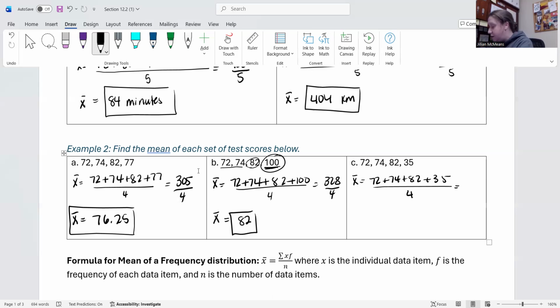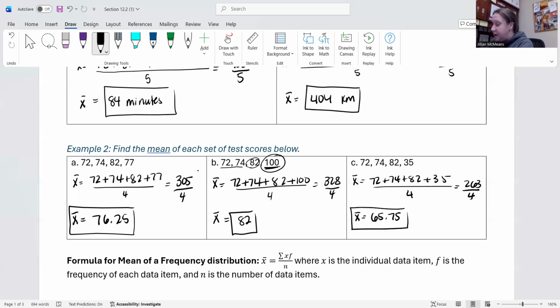So let's see what we get for our sum. 72 plus 74 plus 82 plus 35. I get 263, again, divided by 4. So let's see what x bar is going to be. I get 65.75.